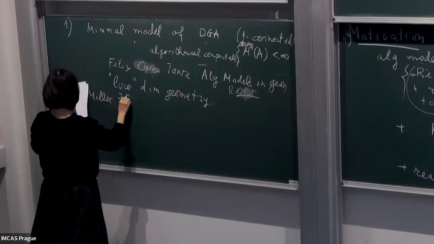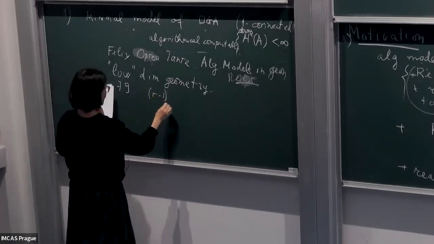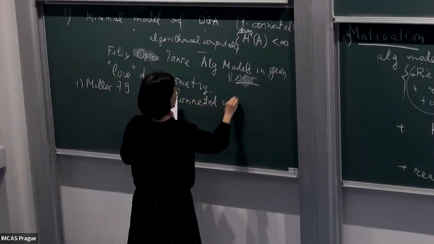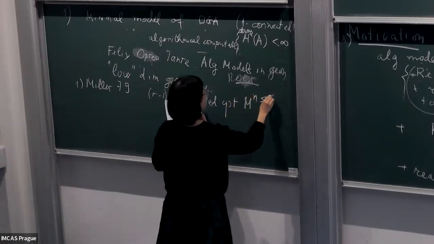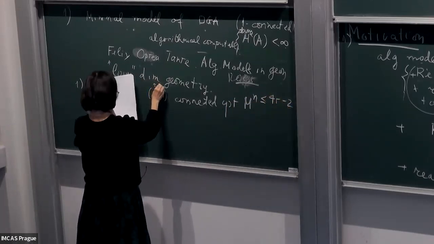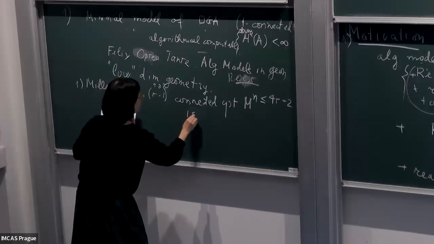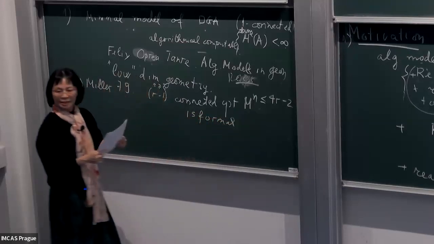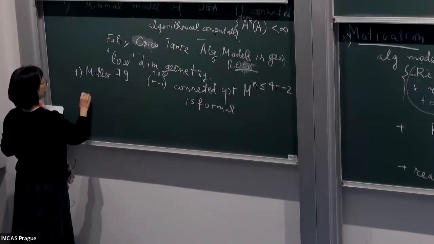That's a first. That's Miller in '78. He proves that a (n-1)-connected compact manifold M^n of dimension less than 4n-2, with n bigger than or equal to 2, is a formal. So that is, if n equals 2, the dimension here is 6. That's a long time ago.